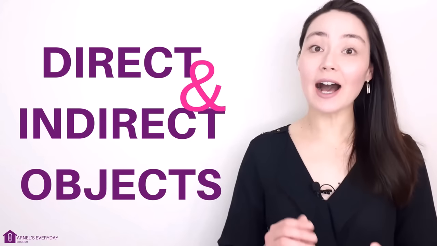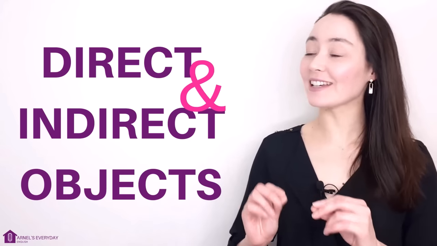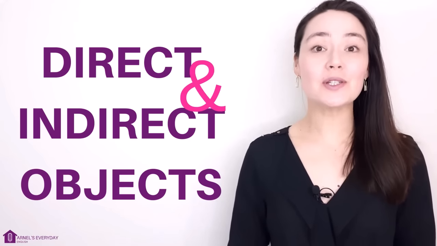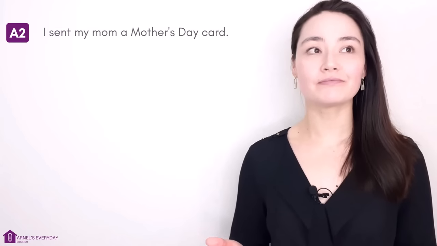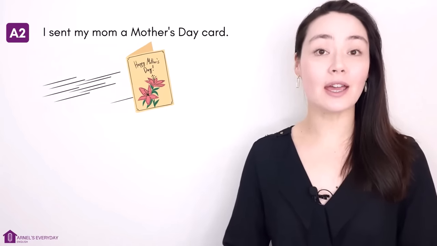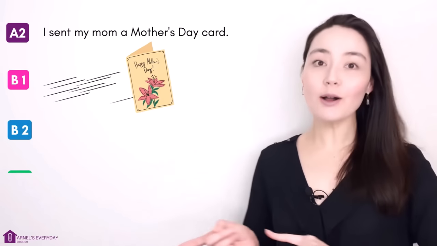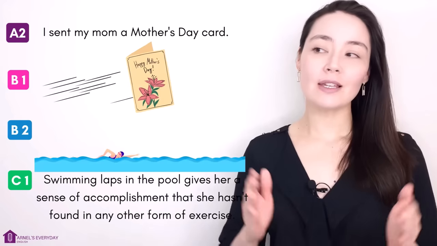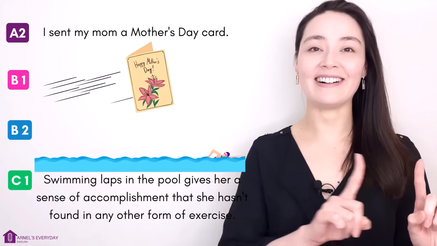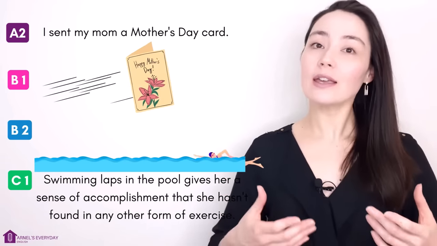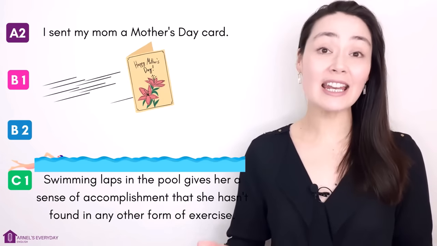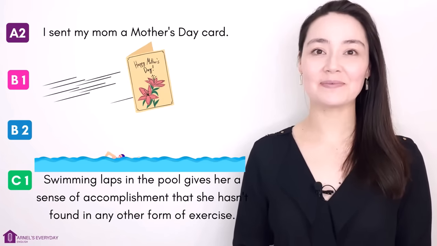In today's lesson, I'm going to show you how to find the direct and indirect object in a sentence. We're going to start with level A2 with examples like, I sent my mom a Mother's Day card, all the way up to C1 with examples like swimming laps in the pool gives her a sense of accomplishment that she hasn't found in any other form of exercise.